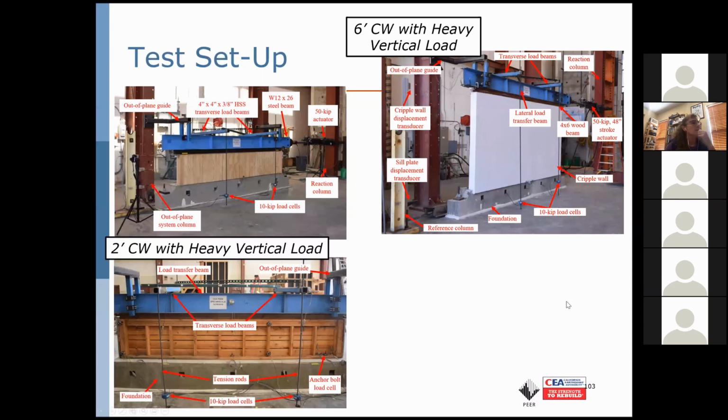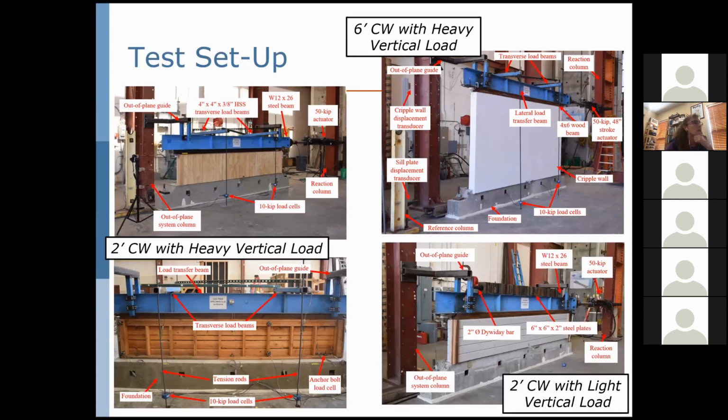Here are some photographs of the test setup. The column on the left and the lower right show two foot wall configurations. The column on the left articulates the heavy vertical load configuration where we imposed gravity load on the order of 400 pounds per lineal foot, which was intended to emulate a two-story flooring configuration, in contrast to a plate style assembly atop the steel transfer beam in the lower right, which was intended to emulate what we refer to as a light vertical load, a single story light framing configuration.